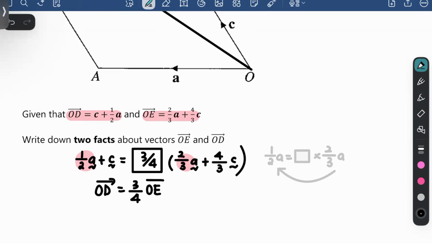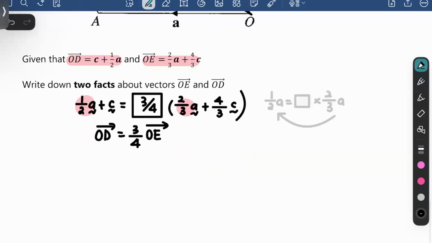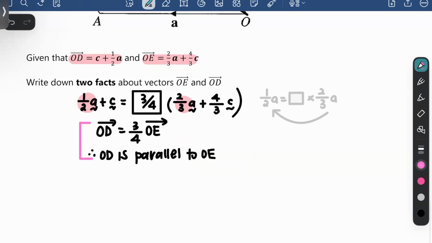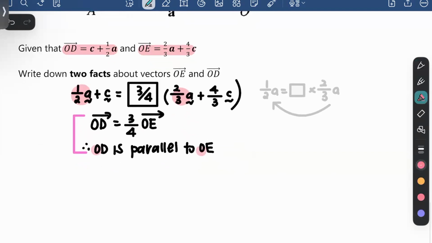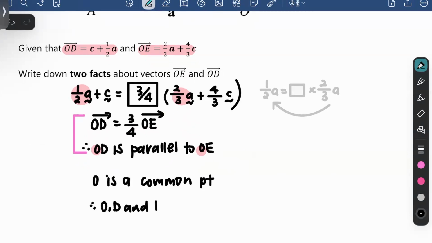Does it matter OD or OE comes in first? Doesn't matter. Then your scalar will just be reciprocal. Means that if you do OE, OE will be 4 over 3 of OD. Normal. But what's my conclusion here? So my conclusion is OD is parallel to OE. So this is my first fact, my fact number one. Then what's the next thing you must mention? You got to see the common alphabet. So you will state that O is a common point. So therefore, we have O, D, and E are collinear.